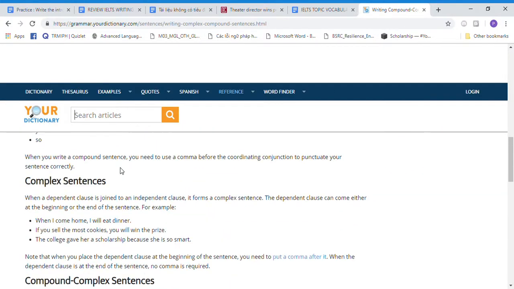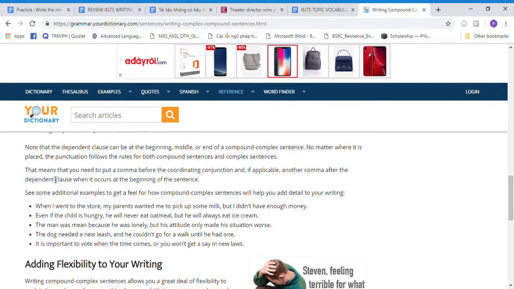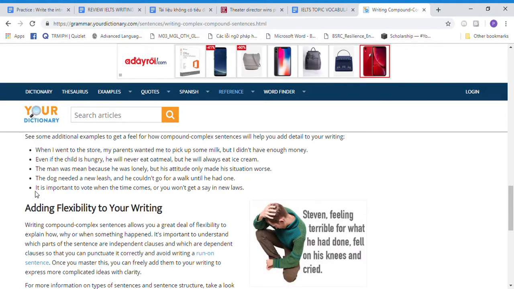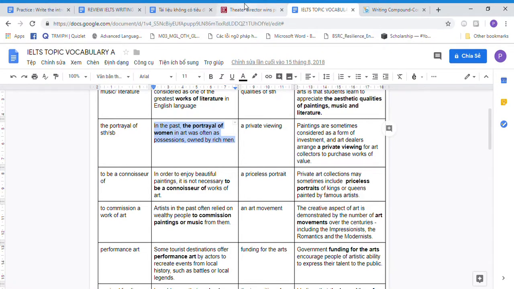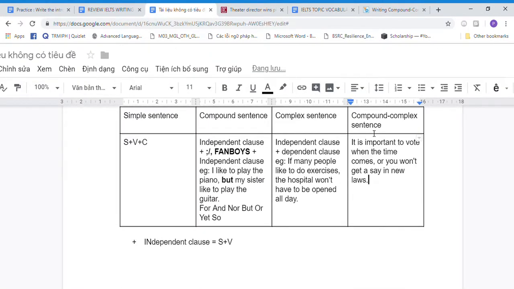Okay, so this one is okay. For example, this is too easy and it's not academic enough. Okay, for example: it is important to vote when the time comes, or you won't get a say in new laws. This is a really good sentence. It's not easy to make up this. Oh my god. So this is a really good example.